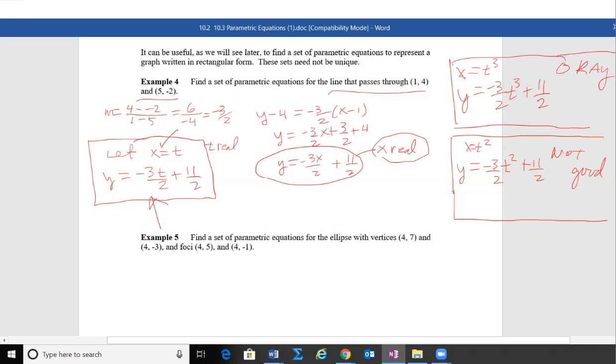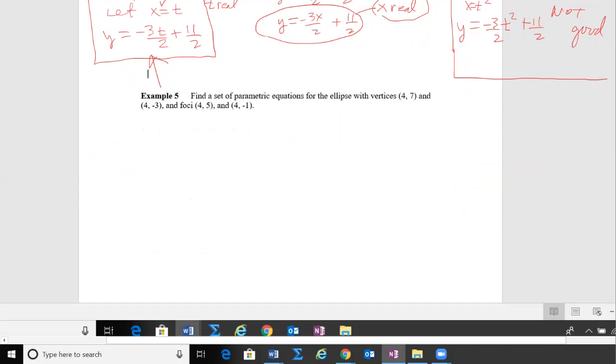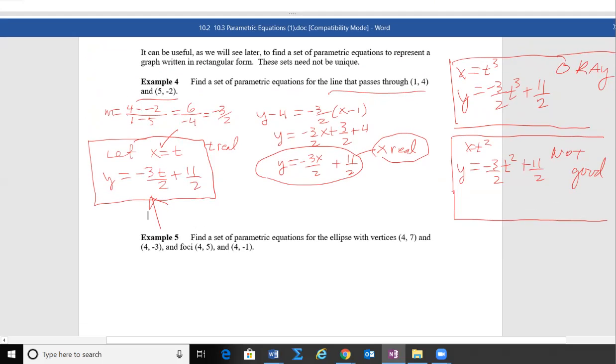All right, so you notice you do have choices with these parametric sets. They're not unique. Okay, they are not unique. A plane curve can be represented by as many parametric forms as you can think of.